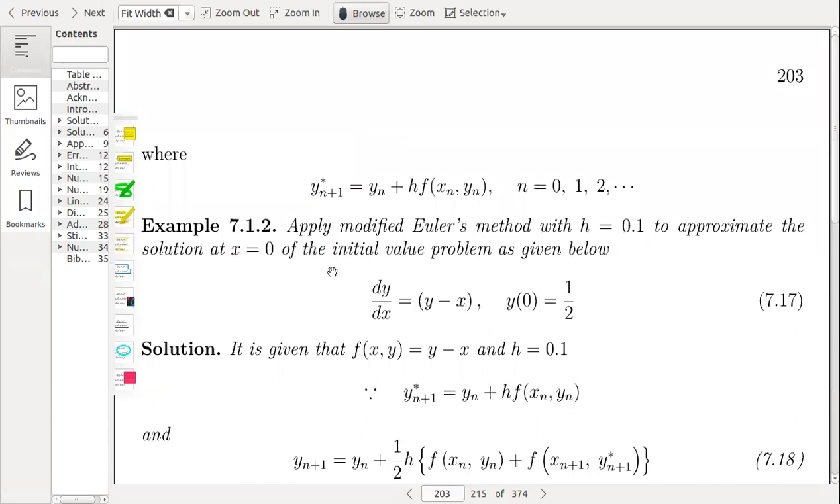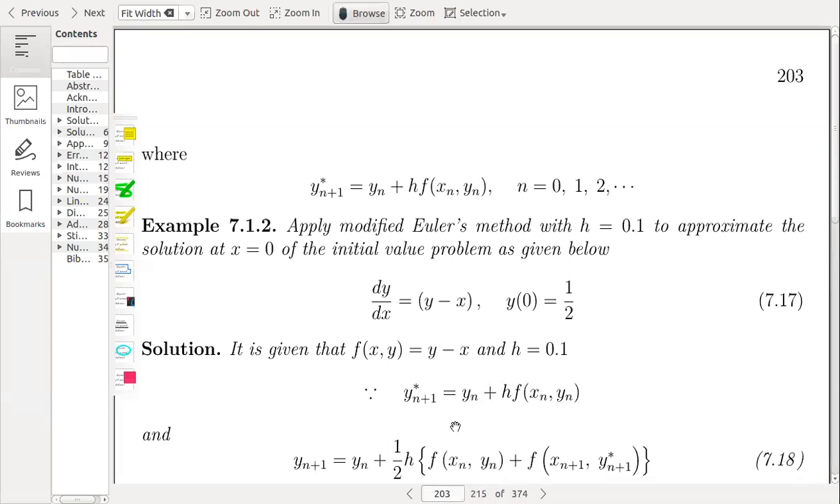We can solve a question by applying the modified Euler's method with the step size 0.1 to approximate the solution of the initial value problem as given below. So here at x is equal to 0, the value of y is 1 by 2 and the function is f of x is equal to y minus x. Because the function is of two variables, we can also write f of x y is equal to y minus x, and step size is 0.1.